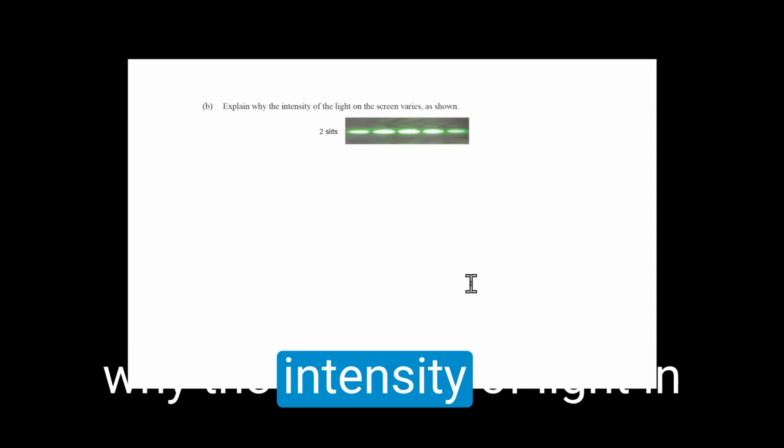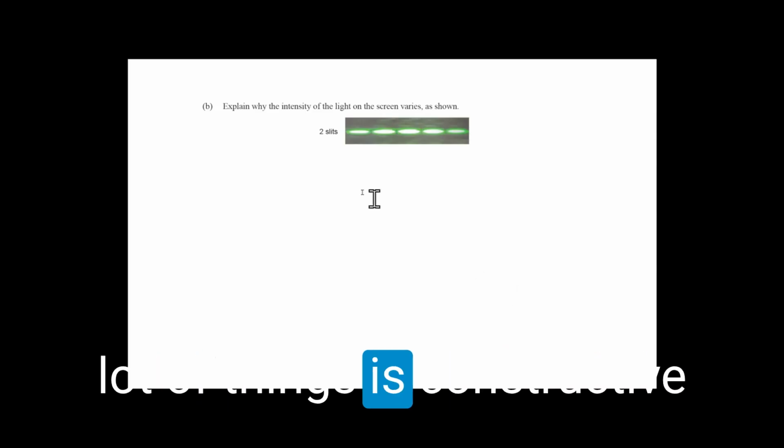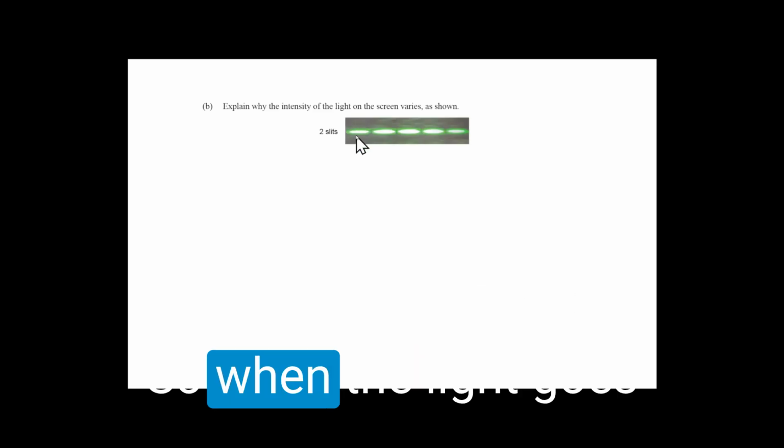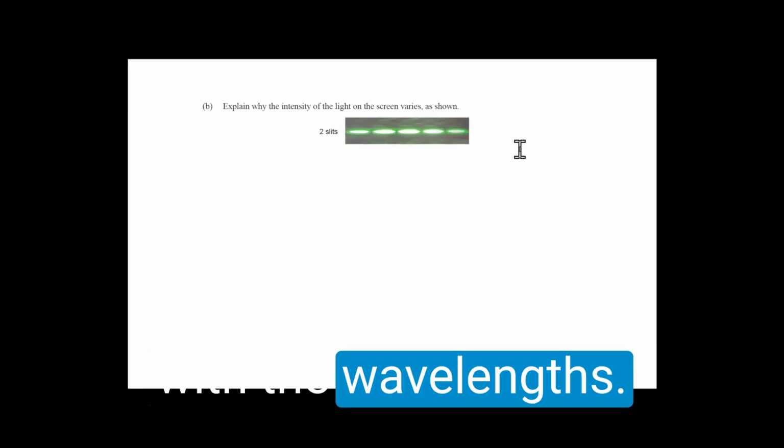Explain why the intensity of light in the screen varies as shown. And the answer to this, as a lot of things, is constructive and destructive interference. So when the light goes through the slits, it's in a superposition and interferes with the wavelengths, because both the slits are a light source. So let's get a simulation so you can see what's going on.